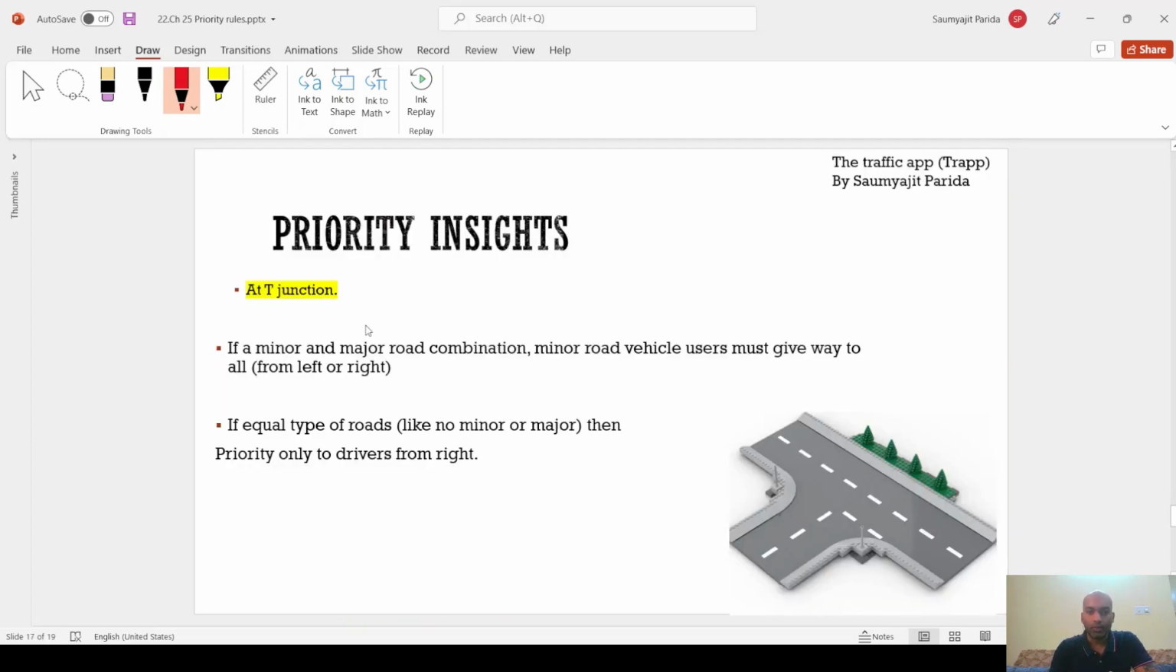At a T junction, if it is a minor and major road junction, like we discussed earlier, if I am on the minor road, then I have to give priority to all users, including pedestrians. But if there are equal types of roads, no minor or major, but all are major, then priority goes only to drivers from the right.